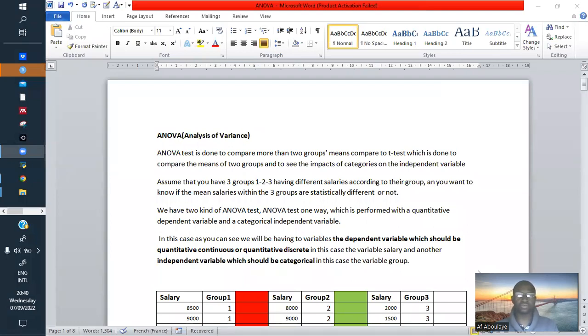This evening, we are going to learn about ANOVA, analysis of variance: how and when to do ANOVA.